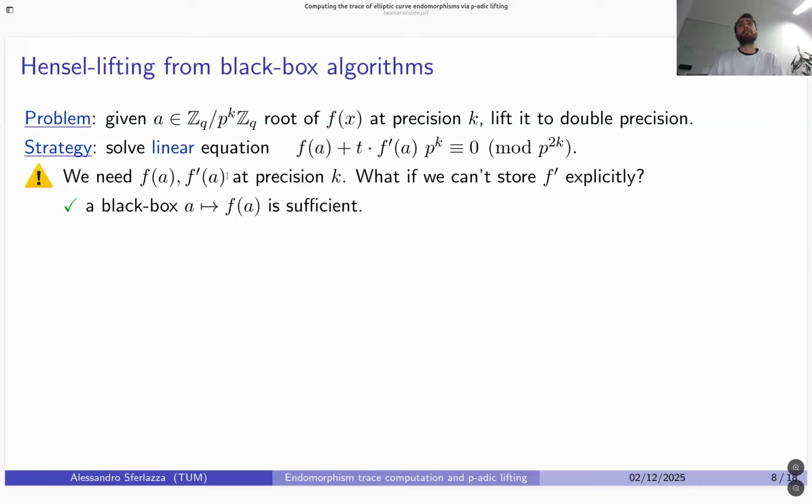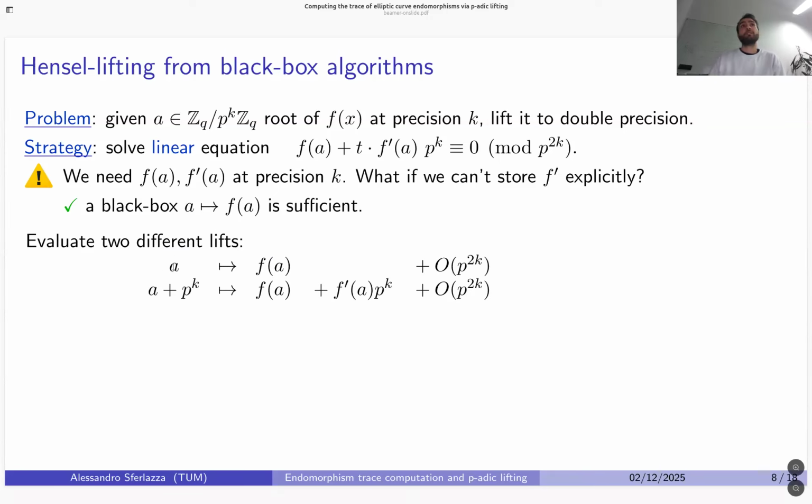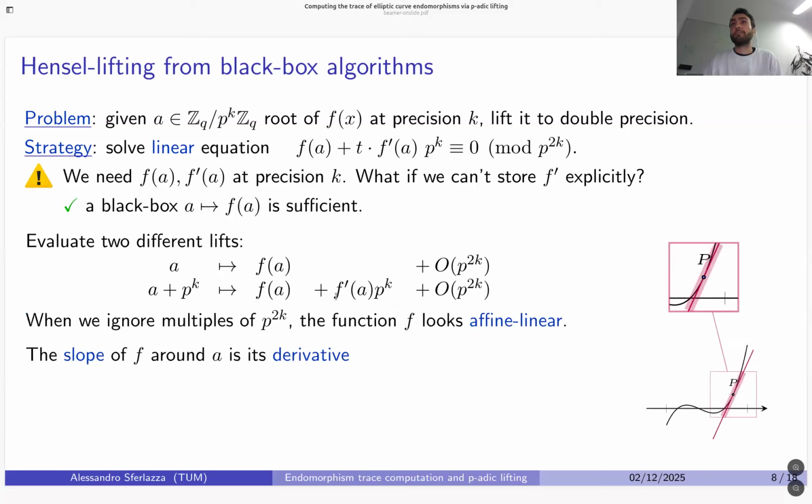A key insight here is that even if f can't be written explicitly, a black box way to evaluate it is sufficient, because then we just evaluate it in higher precision, let's say modulo p to the 2k. So for a in double precision, we evaluate it and we get f of a in double precision, and then a closed lift, a plus a multiple of p to the k. And by Taylor's expansion here, we get an extra factor that depends pretty much explicitly on the derivative that we're after.